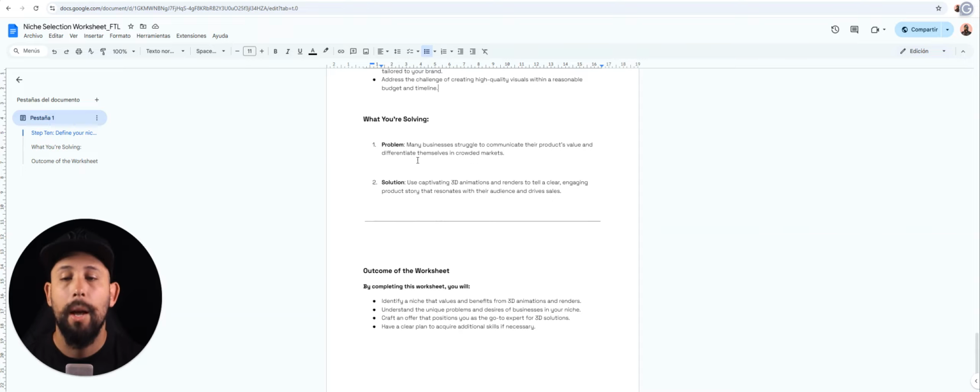So the problem: many businesses struggle to communicate their product's value and differentiate themselves in crowded markets. This is a real pain point for them. So content is crucial for this. So the solution: use captivating 3D animations and renders to tell a clear, engaging product story that resonates with the audience and drives sales. You are creating a sales vehicle for them.